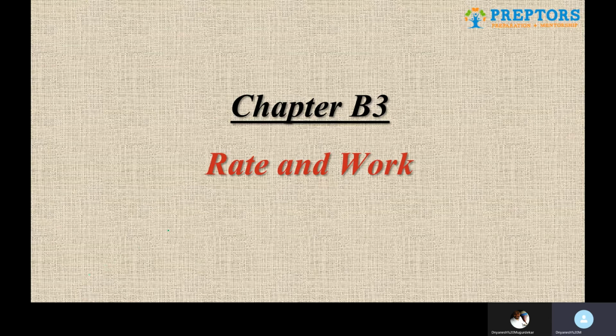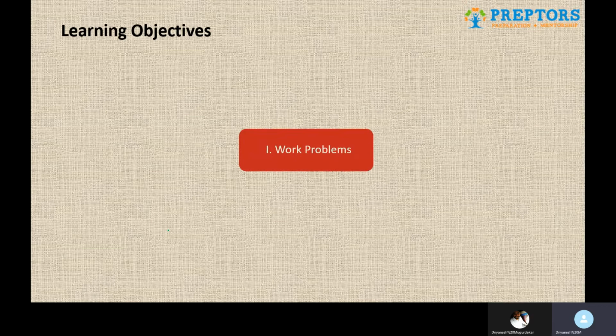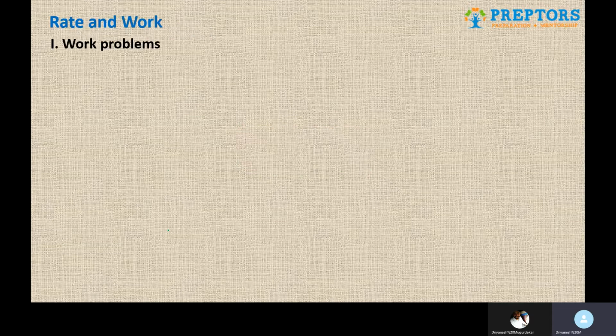Hi guys, so we are continuing the B module and today we are doing chapter B3, which is basically rate and work. So let's explore what is rate and work. Now it has two parts to it. First is obviously your standard rate and work problems, and the second part, a small bit, is basically pipes and systems. So let's explore rate and work first.